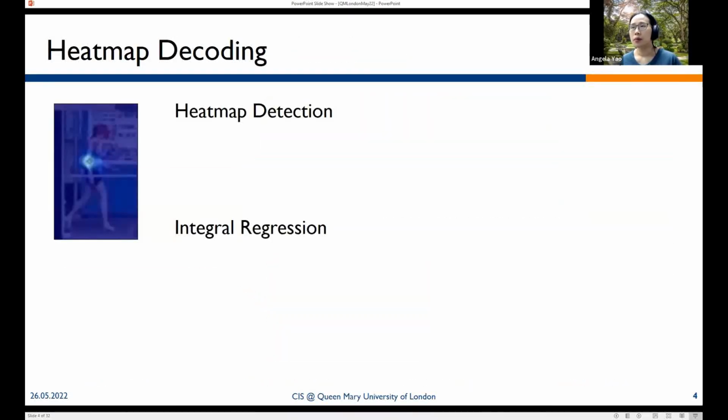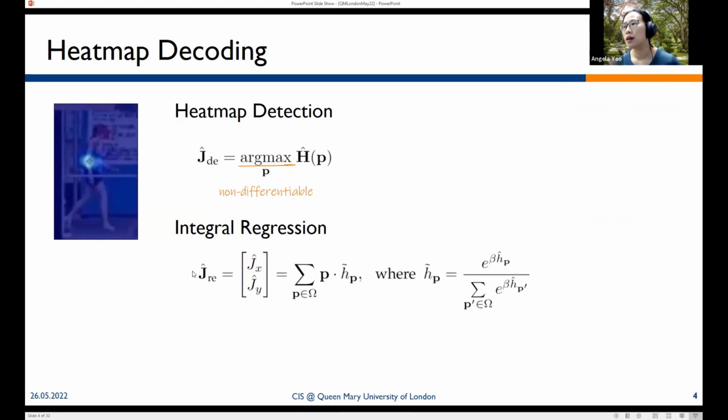If we look at this a little bit more formally, in the decoding process, in this heat map detection paradigm, we are taking an argmax over all of the locations in your heat map. And because it's an argmax operation, this is non-differentiable. Whereas in the integral regression, we are doing an expectation operation, that's what this is here, of the normalized heat map. And to do the normalization, we use a softmax. So this is the expectation operation over the normalized heat map, where the normalization is done via softmax operation.